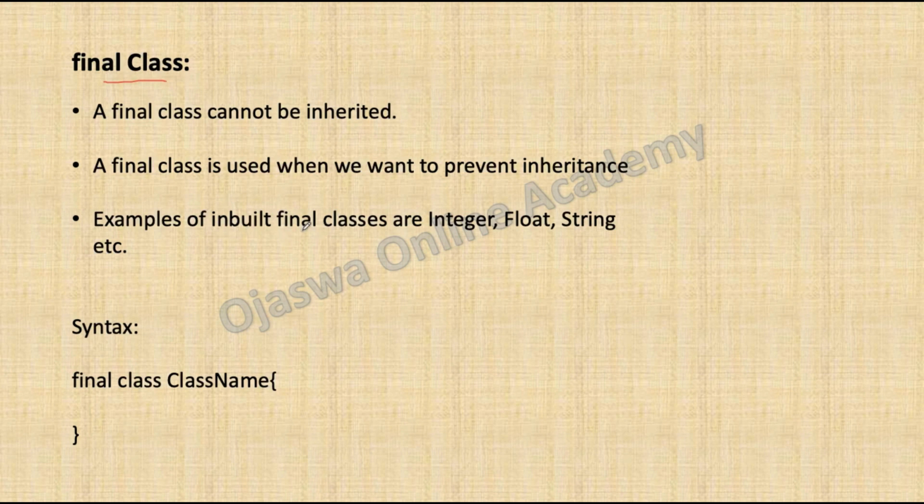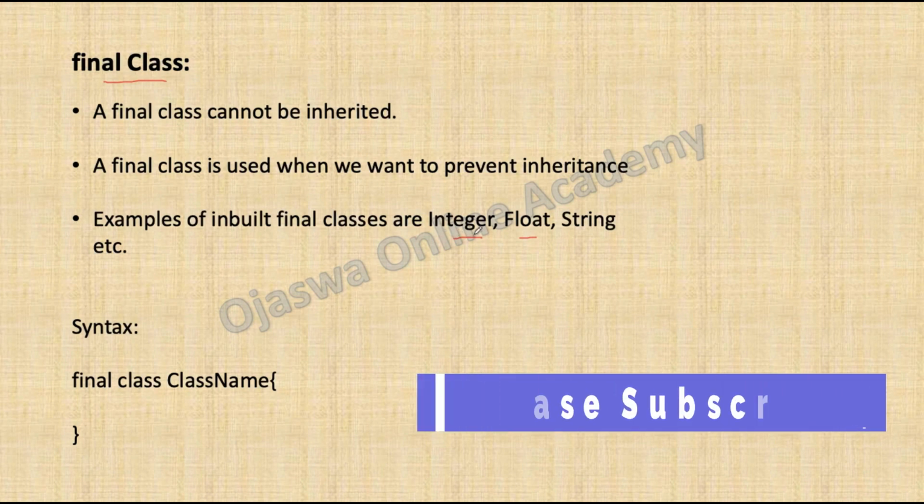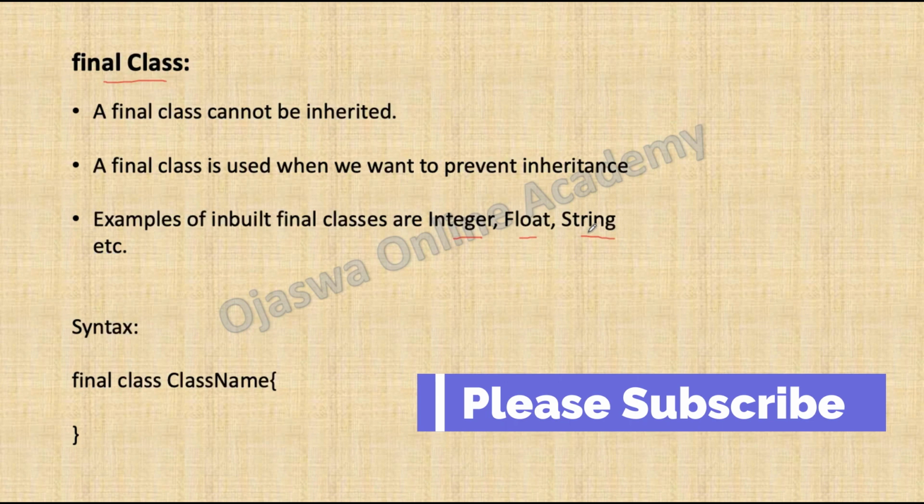Examples of inbuilt final classes are Integer, Float. Integer, Float, these are wrapper classes. We have a different video on wrapper classes. Here you need to remember these are the inbuilt final classes. Even String is an inbuilt final class. You cannot extend String class.